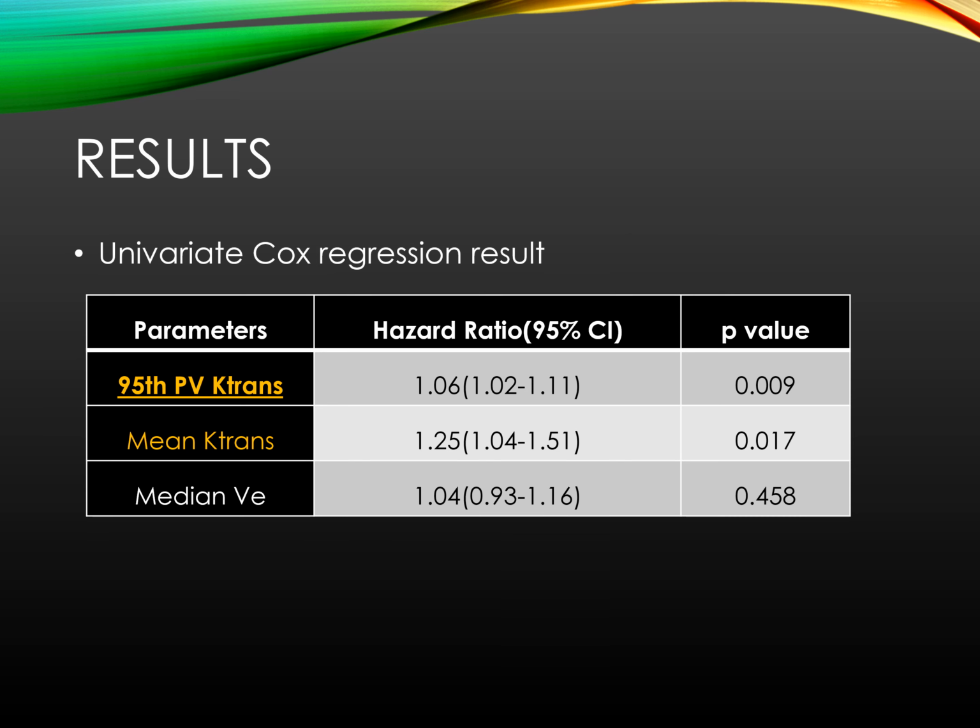In univariate Cox regression analysis, the hazard ratio of mean K-trans was the highest among the DCE-MRI parameters, followed by 95th PV K-trans for the prediction of early progression. However, median VE and NCBV were not statistically significant in the prediction of early progression.